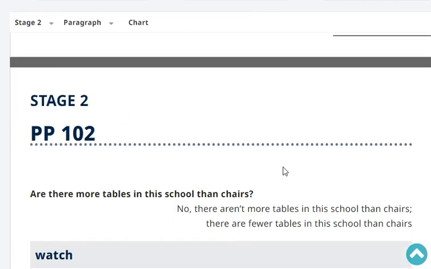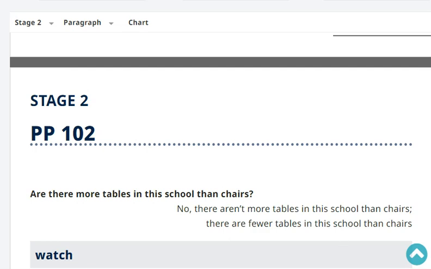Are there more tables in this school than chairs? No, there aren't more tables in that school than chairs. There are fewer tables in that school than chairs. Very good.